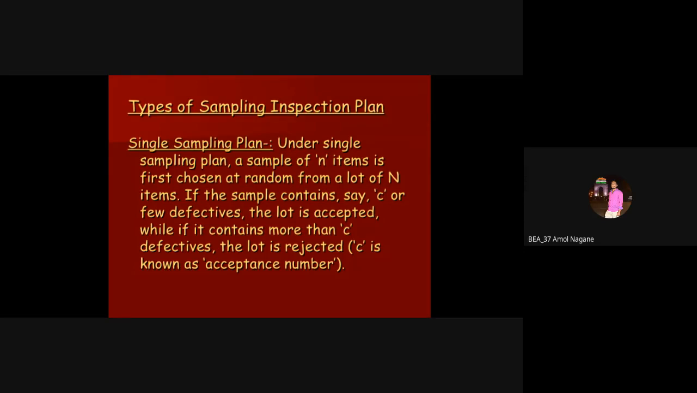If the sample contains C or fewer defectives, the lot is accepted. While if it contains more than C defectives, the lot is rejected. For that purpose, we can take the example of a manufacturing industry: nut and bolt, a very simple example. Suppose one industry is manufacturing nut and bolt, and within 1 hour they manufacture 1000 nuts and bolts. Is it possible to check each and every nut and bolt? This is done by using go gauge, no-go gauge, which are measurement processes.